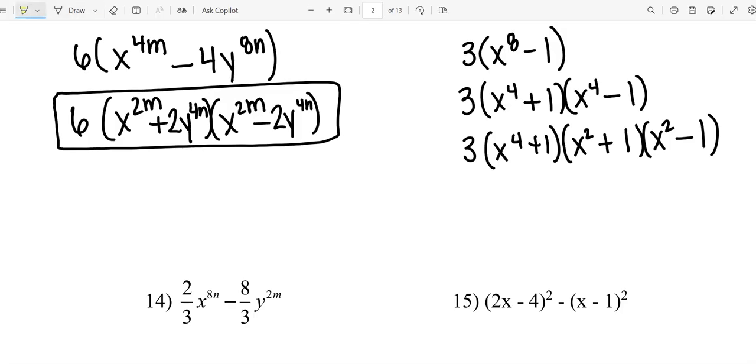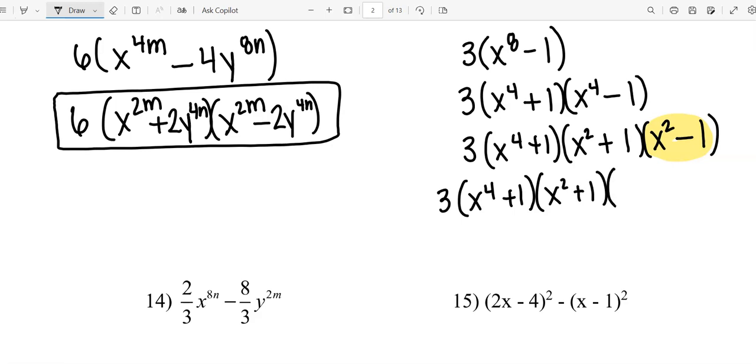With x squared plus 1, there's 2 terms. Tell me why it's not a difference of squares. Because it's adding. So the middle is not a difference of squares. Is the last term a difference of squares? Yep. Yeah, so we can factor that. So let's factor that. So your other factors will stay the same. 3 times x to the 4th plus 1 stays. X squared plus 1 stays. Now we get to factor this last one into what? X plus 1 and x minus 1.